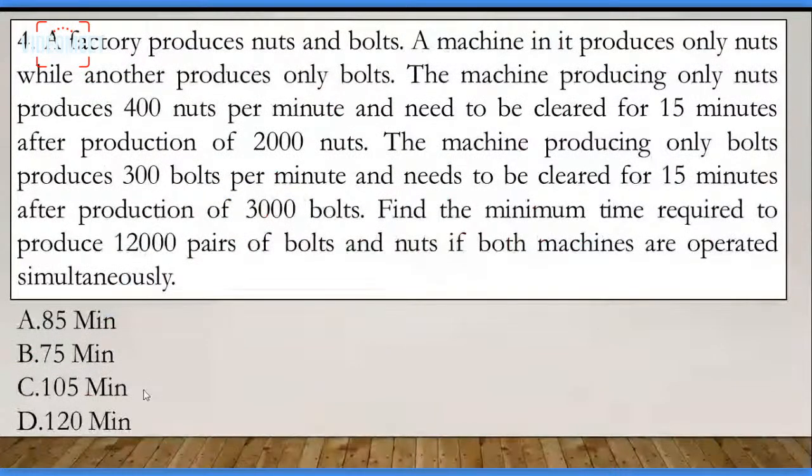These questions are typical TCS questions. Please try this one. Well, I'm giving you 2 minutes to solve this question. Please.